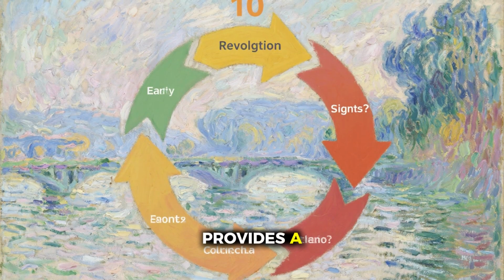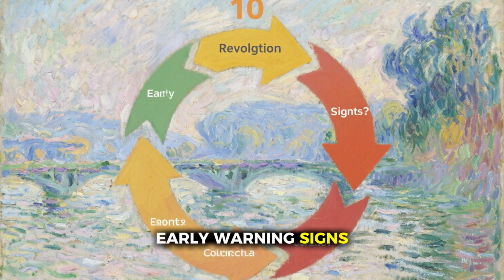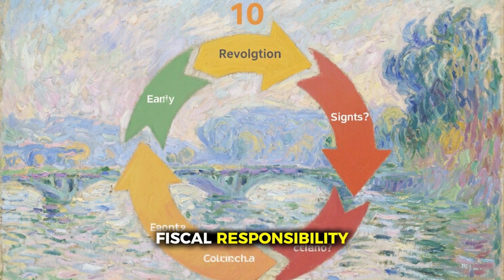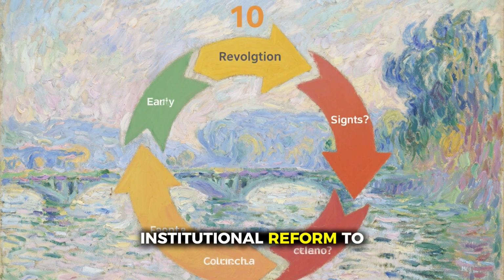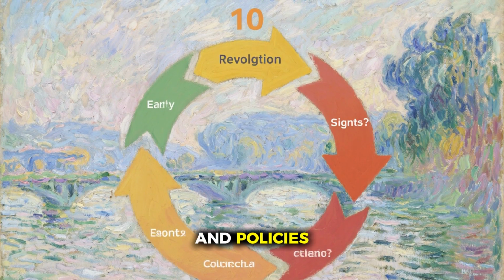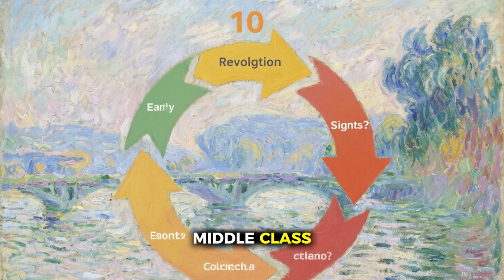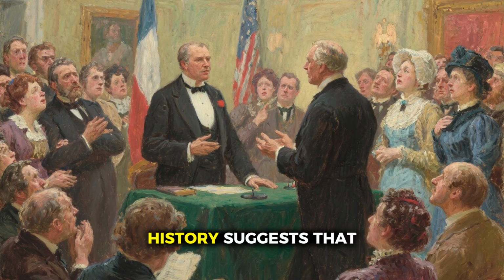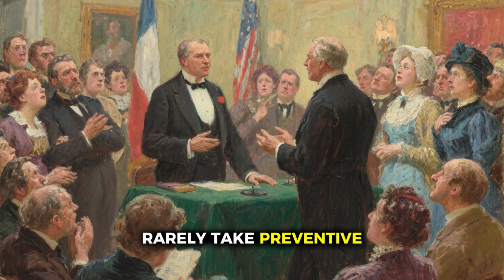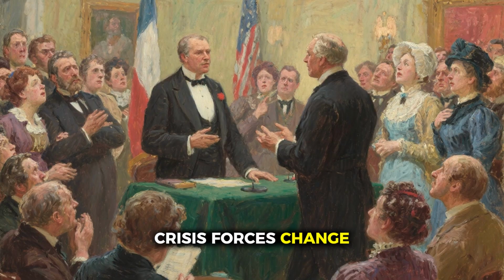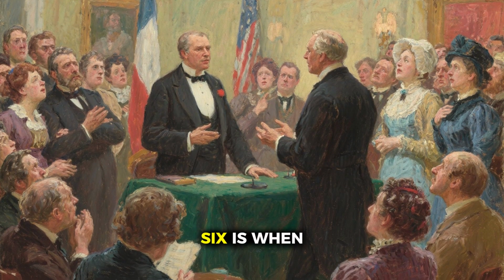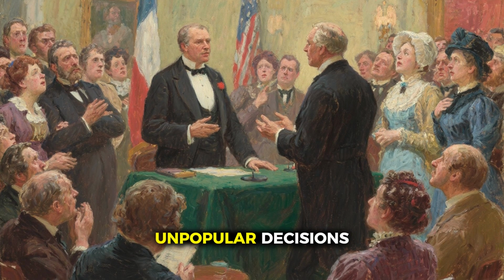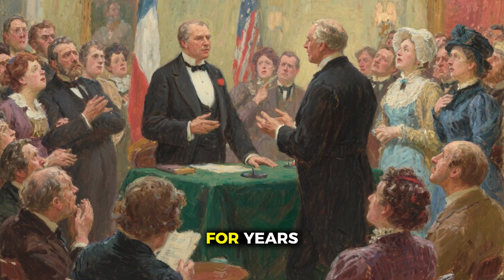Understanding the cycle provides a framework for recognizing early warning signs and understanding which reforms might interrupt the progression. Fiscal responsibility, monetary stability, institutional reform to rebuild trust, and policies that strengthen rather than hollow out the middle class aren't merely good governance, they're requirements for avoiding Stage 6. History suggests that societies rarely take preventive action until crisis forces change. The space between Stage 4 and Stage 6 is when intervention remains possible but politically difficult, requiring leaders to make unpopular decisions that won't show benefits for years.